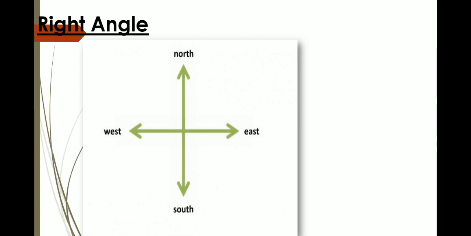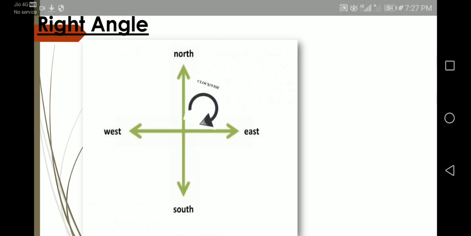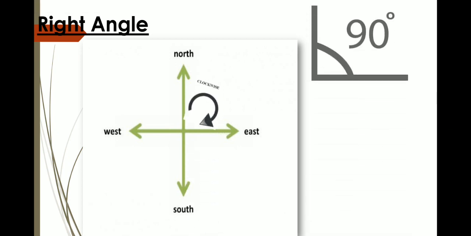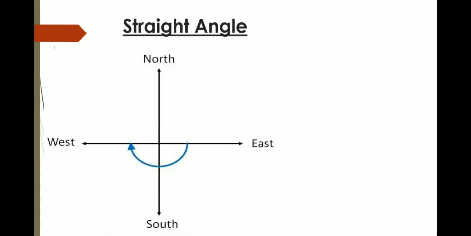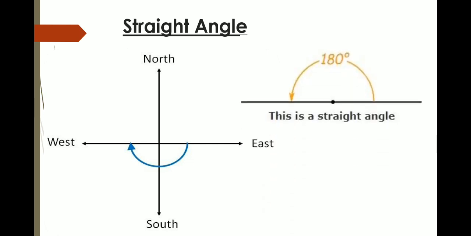Right angle. When you turn from north to east clockwise or north to west anti-clockwise, then a right angle is formed. The measure of a right angle is 90 degrees. Straight angle. When you turn from east to west clockwise or anti-clockwise by two right angles, then a straight angle is formed. The measure of a straight angle is 180 degrees.